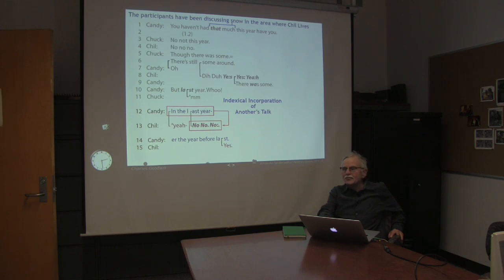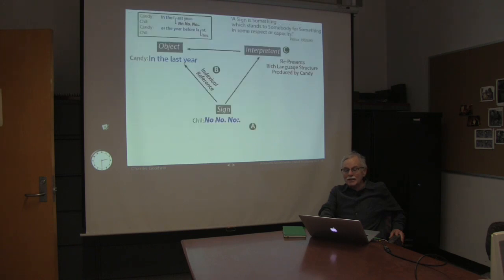No, not last year. But this only emerges through the way in which both talk and action are being built through cooperative transformations. So Chill's impoverished lexicon is filled up with Candy's rich semantics.